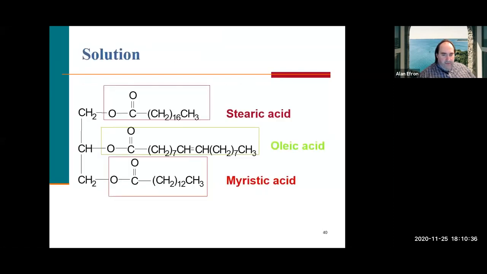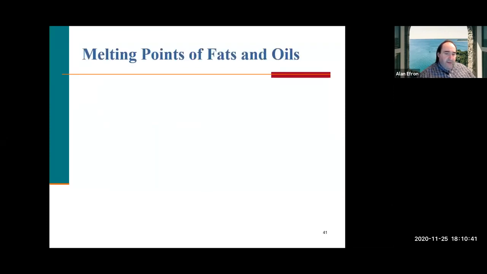We don't have to worry about that. We're not going to talk about naming any type of fatty acids or anything like that, so you don't have to worry about that.